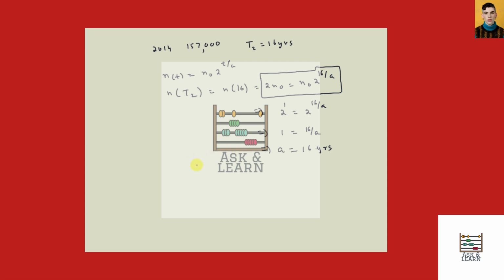So we get that the model is N(t) equal to N naught times 2 to the power t by 16, where t is in years.